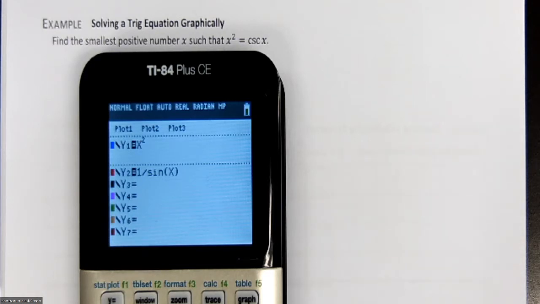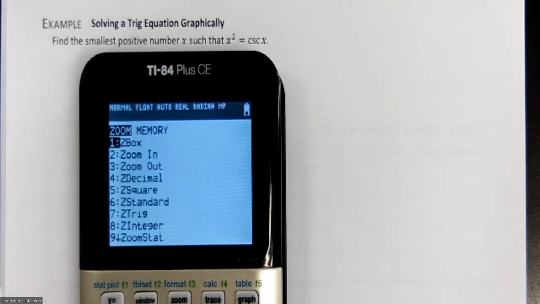Now, the real question is going to be, what would be a good window? I think the hardest part for a lot of people when graphing is trying to figure out an appropriate window. Well, the TI graphing calculator comes with a very specific type of window for trigonometry. If you look down at number 7, it says trig. So we're looking for zoom trig. And when you use zoom trig, it puts your x-axis in fractions of pi.